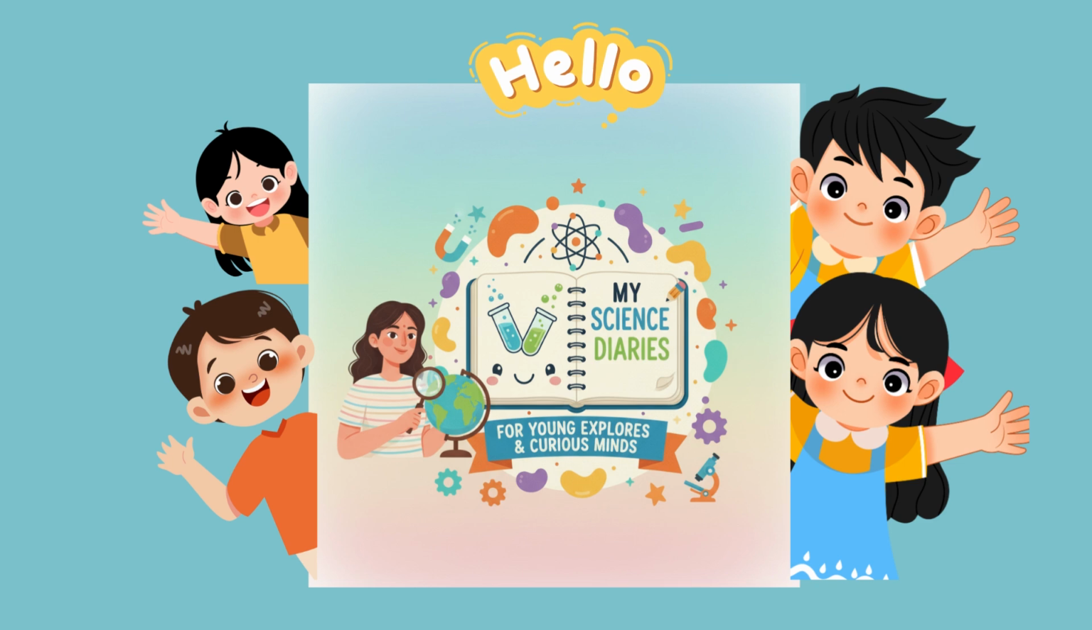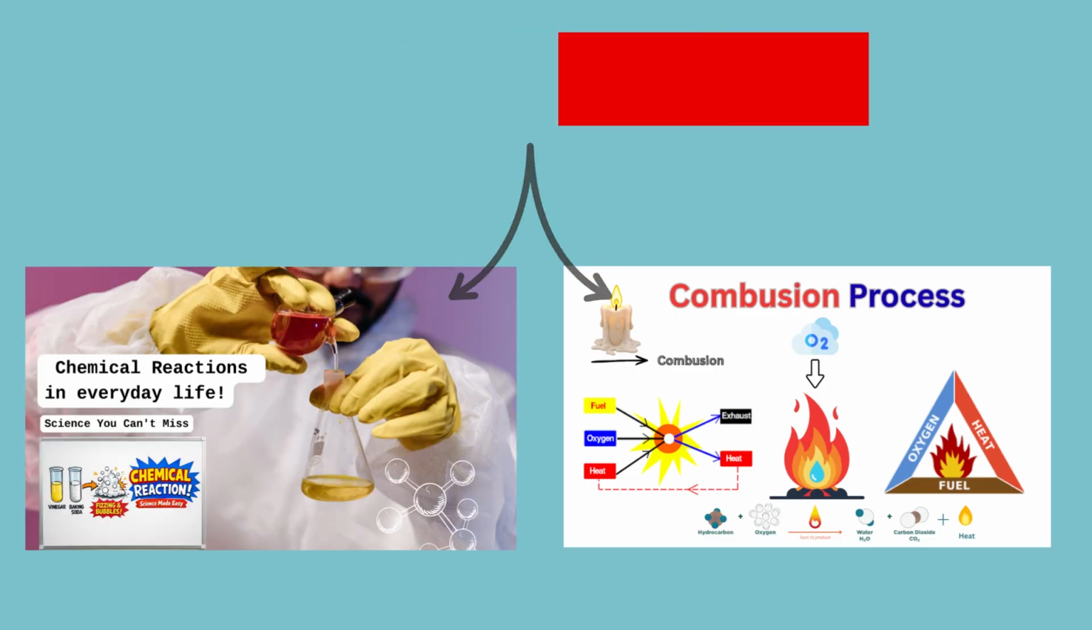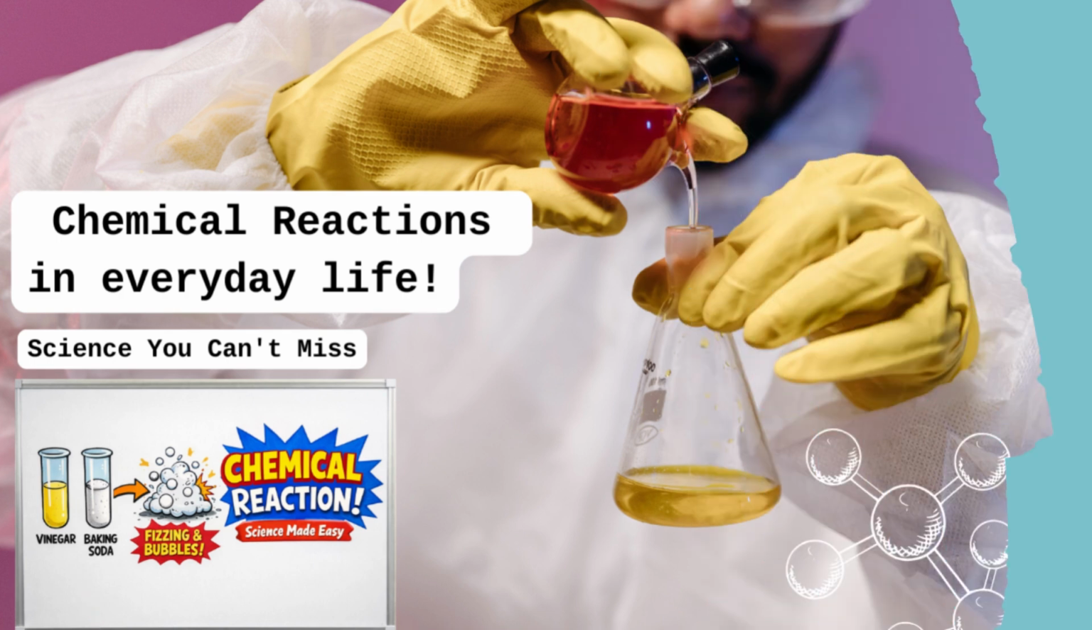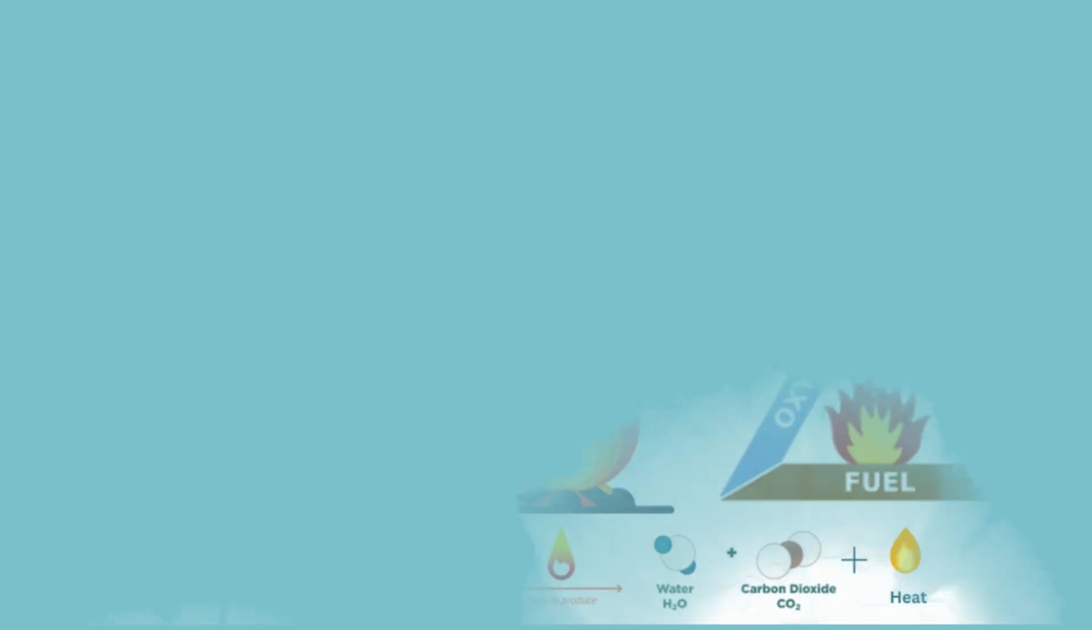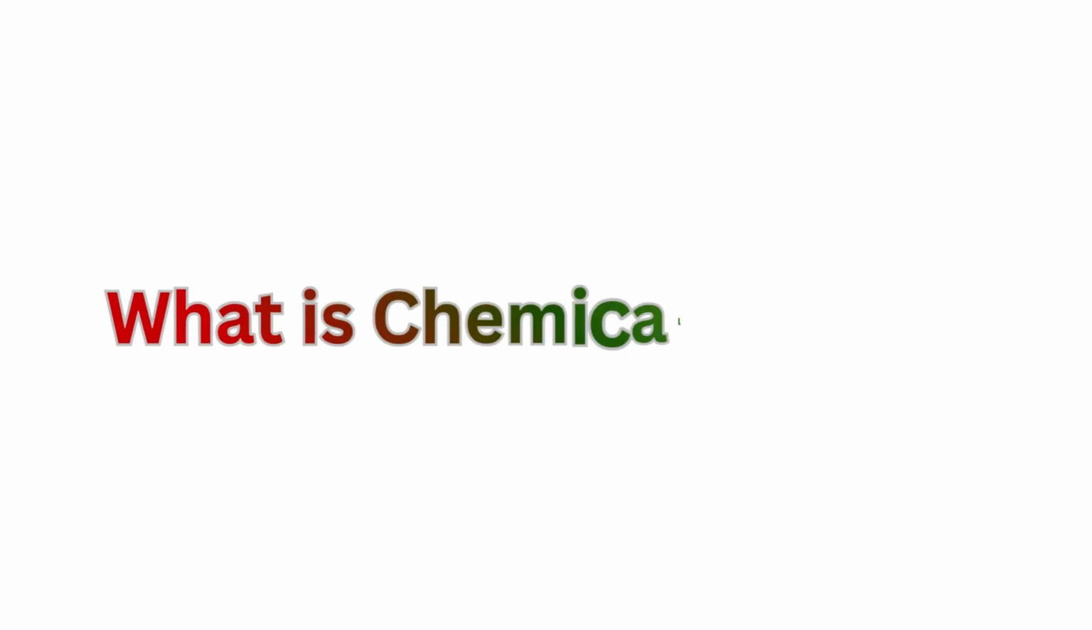Let's start our lesson. We will study this lesson in two parts. In the first part, we will learn what chemical reactions are and what their signs are. And in the second part, we will study combustion reactions, especially how magnesium and carbon react with oxygen.